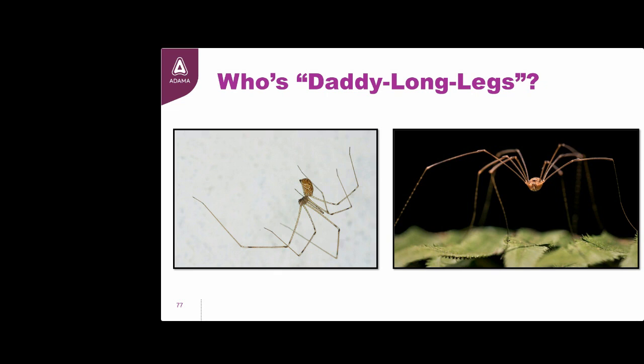The harvestman, the critter on the right, that's not even a spider. They're closely related to spiders, but harvestmen don't have fangs. They don't have venom glands. They're not going to be able to envenomate anything. The cellar spider on the left, that is a spider. It does have fangs, but there is no scientific or medical evidence that they have any sort of medical significance.